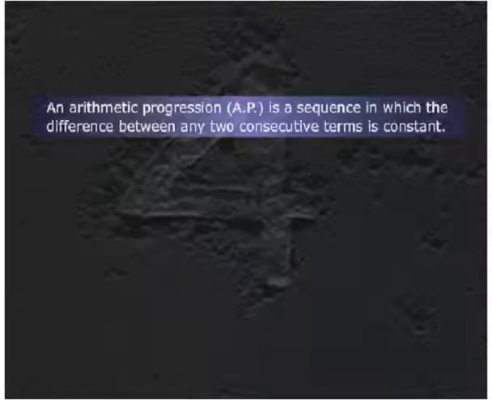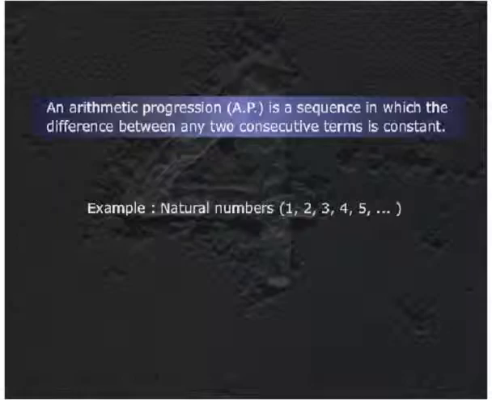Let's discuss the terminologies related to arithmetic progressions. But before that, let me quickly define an AP, or an arithmetic progression, for you. It's a sequence in which the difference between any two consecutive terms is constant. Examples include a list of natural numbers, right?